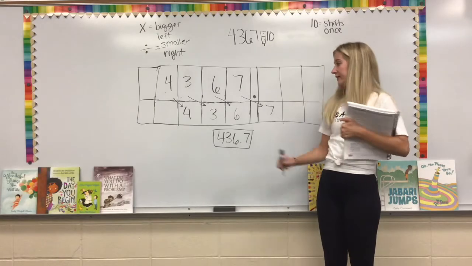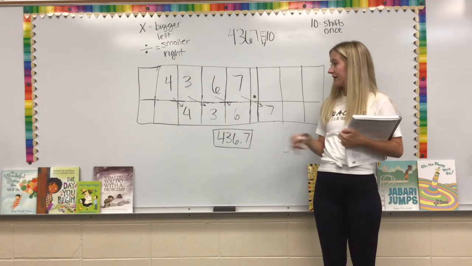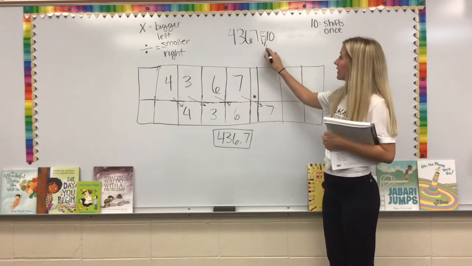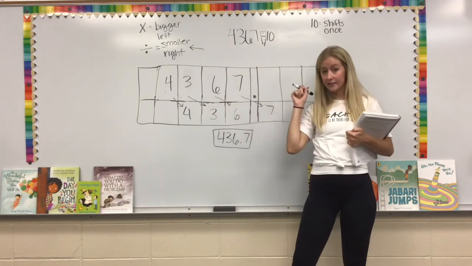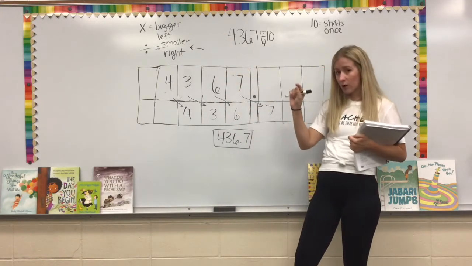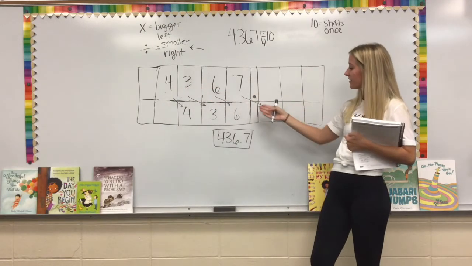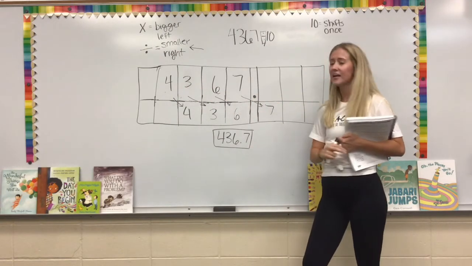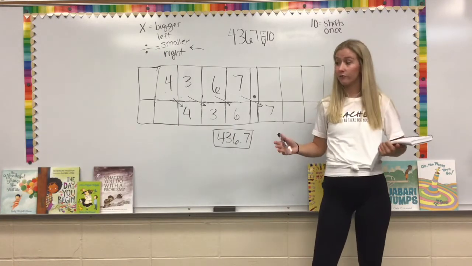Welcome back, everyone. The answer that I'm hoping you got is 436.7. I got this because I know my division sign means that my number is going to be moving to the right, and it's going to be getting smaller, all right? So my starting number was 4,367, and I now have 436. That is smaller than the number that I started with, so I know that I'm on the right track.